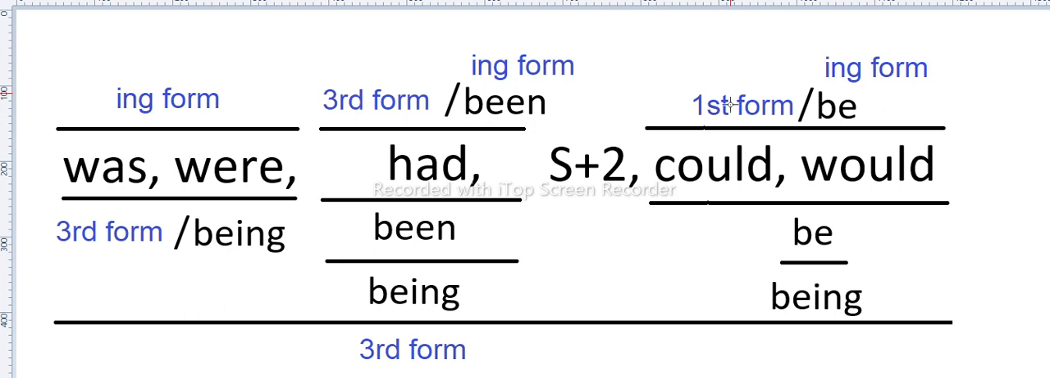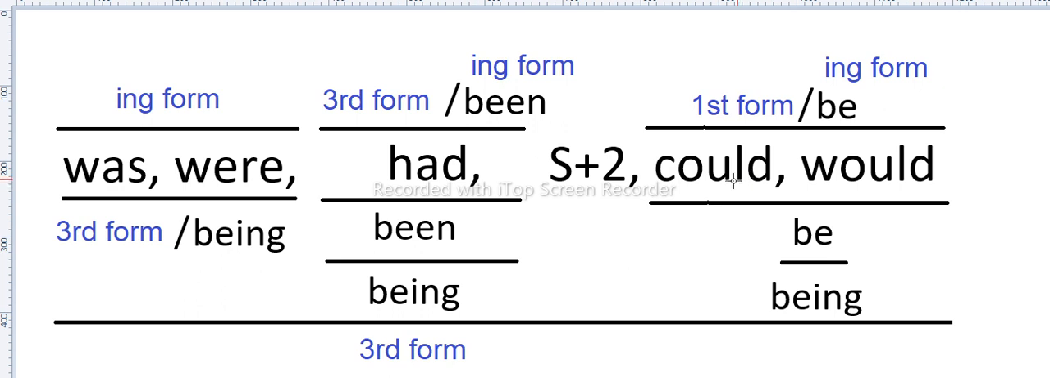I could eat, I could play, I could write, I could come, he could come, she could come, my friend could come, they could come, we could come. We could go, they could go, easy. And if you use would: I would go, I would say, I would play, I would do. This is one way of making sentences.